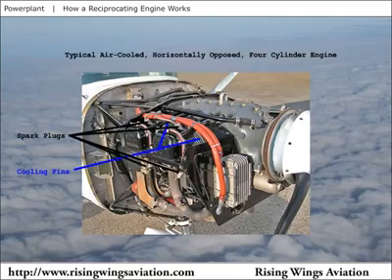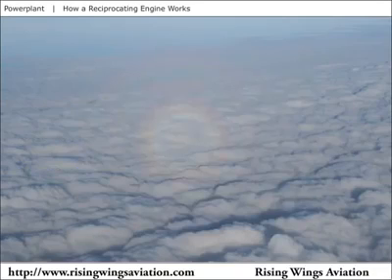In contrast to automobiles, airplane engines are air-cooled by the outside air, which is routed by baffles across the cylinders and engine. Each cylinder has fins, which allow the air to cool the cylinder more effectively.